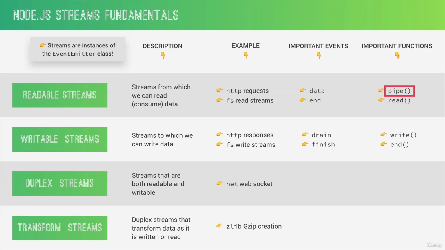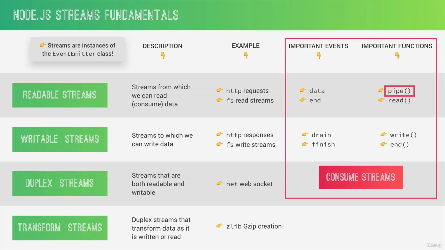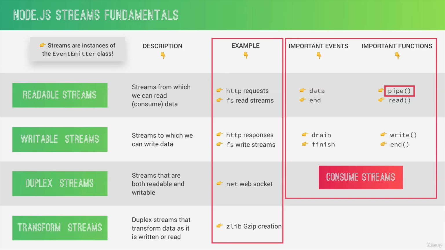Now there is something important to mention here before we move on, which is the fact that these events and functions that I showed you are for consuming streams that are already implemented, like the ones that I showed you here as our examples. So for example, Node implemented these HTTP requests and responses as streams, and we can then use them, using the events and functions that are available for each type of stream.